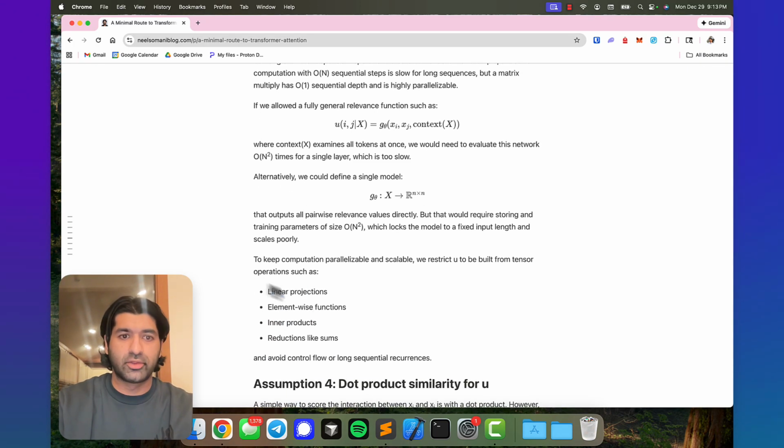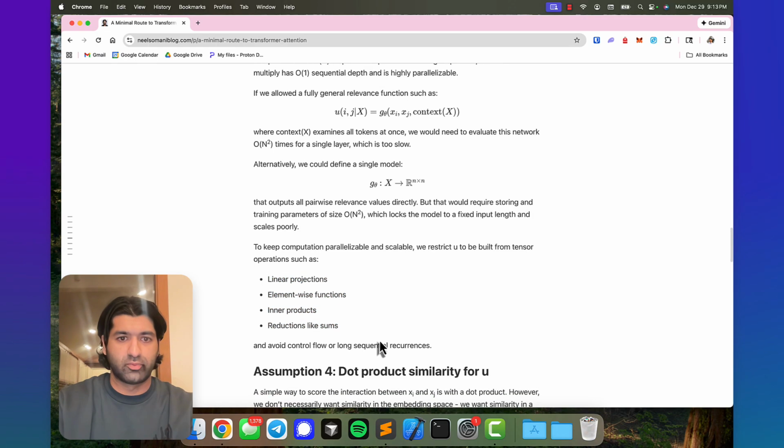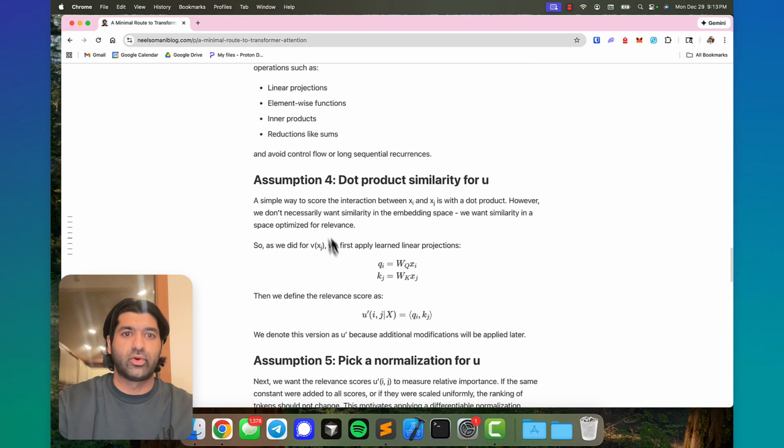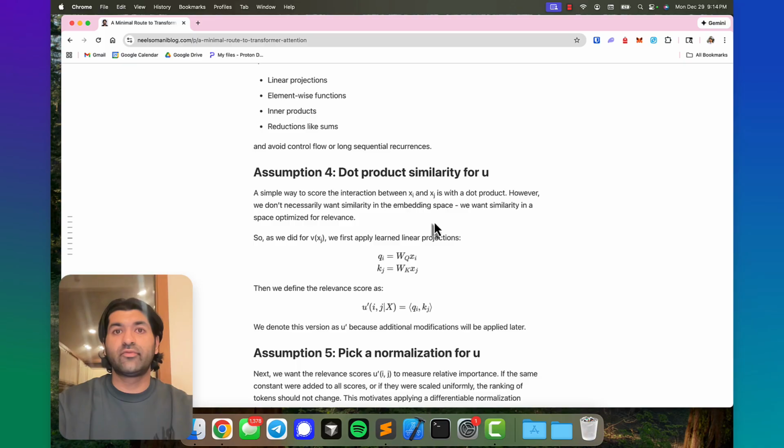There are, of course, a lot of other operators that could be used, like linear projections. There are other types of reductions, like I mentioned, like sums. In practice, this does end up being a dot product. And that's what I go into for assumption 4. So U is a function that takes x sub i and x sub j, which are two embeddings, and we want to compute the similarity between them. We want to use something that's GPU friendly. We end up picking a dot product.